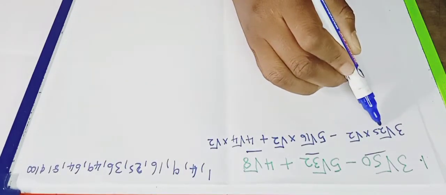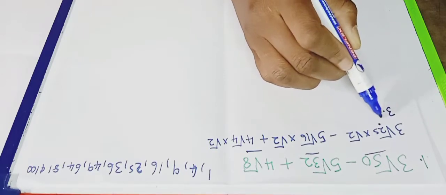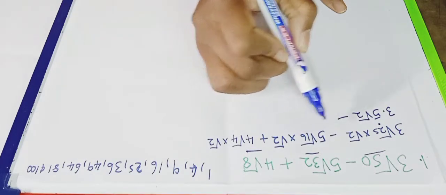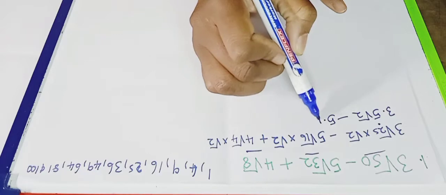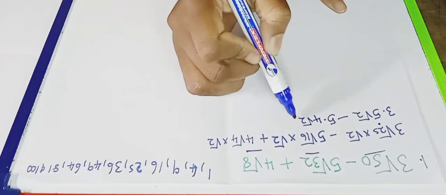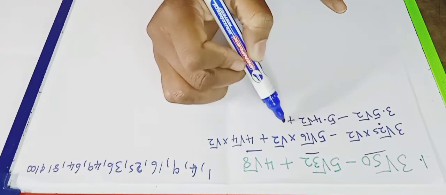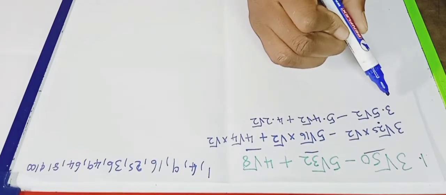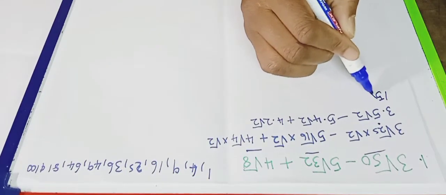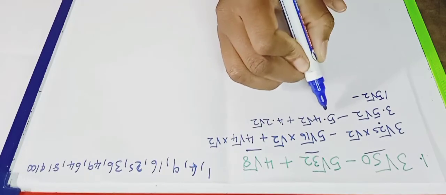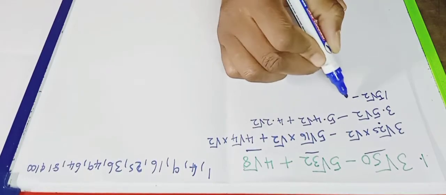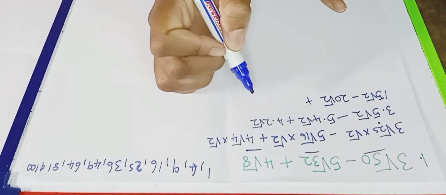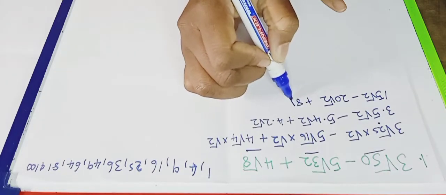What is the square root of 25? We know it's 5. So we have 3 times 5 root 2, minus 5 times the square root of 16, which is 4, root 2, plus 4 times the square root of 4, which is 2, root 2. What do we get? 3 times 5 is 15, so 15 root 2, minus 5 times 4, which is 20 root 2, plus 4 times 2, which is 8 root 2.